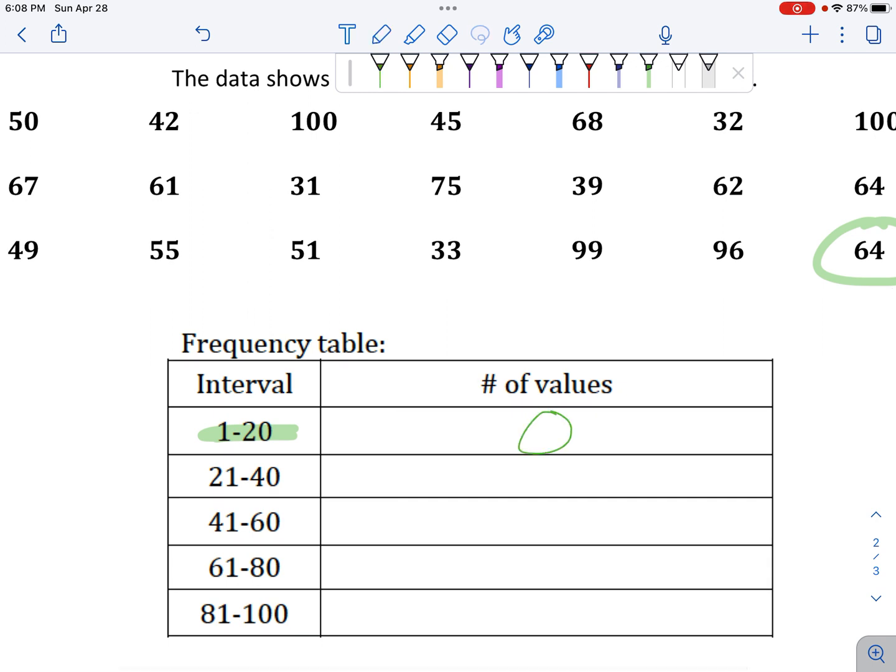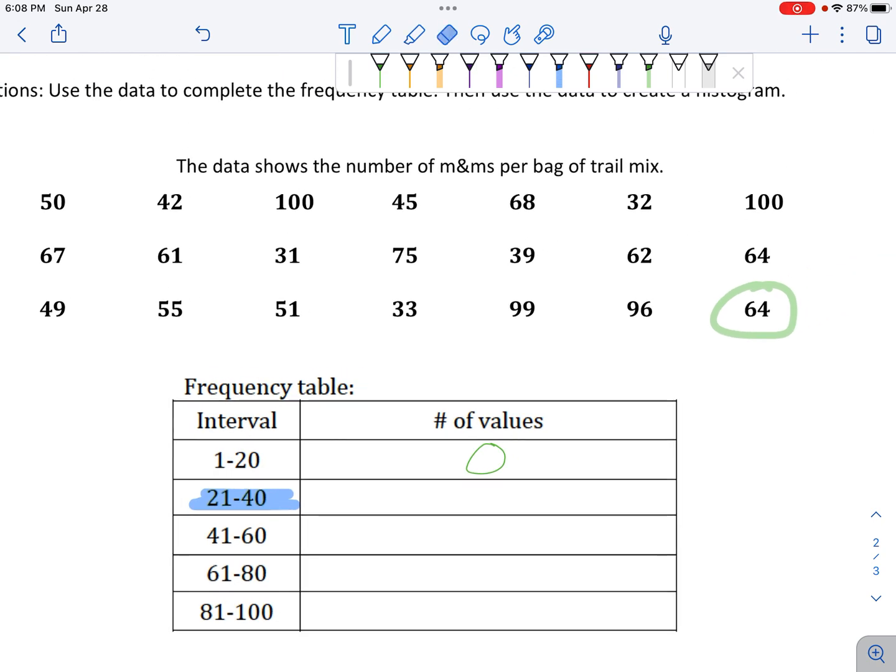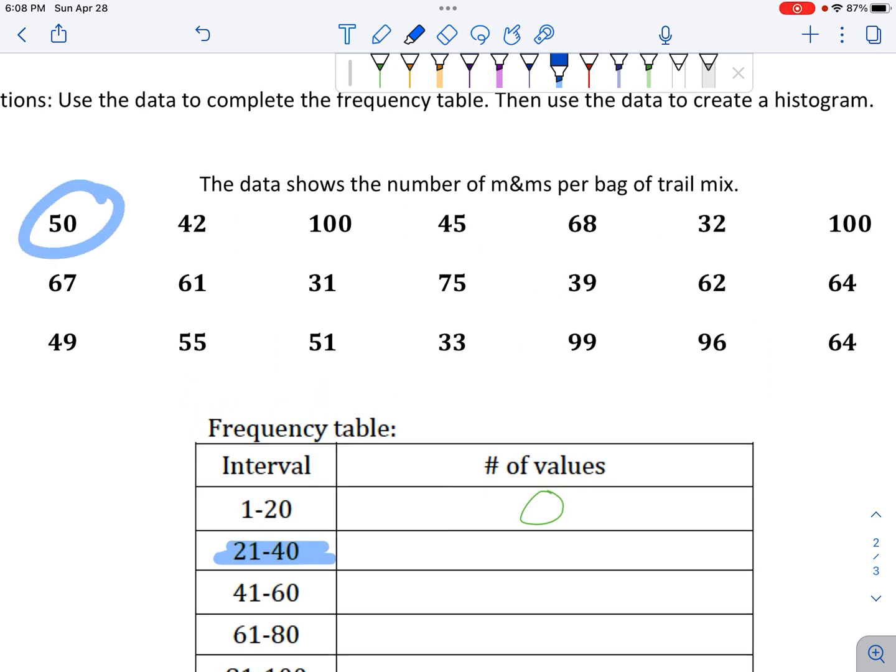All right, I think that means that we should probably do the next range. If we go down one row, it says 21 to 40. I am sure we'll find at least one number that's between 21 and 40. So we'll do the same thing.